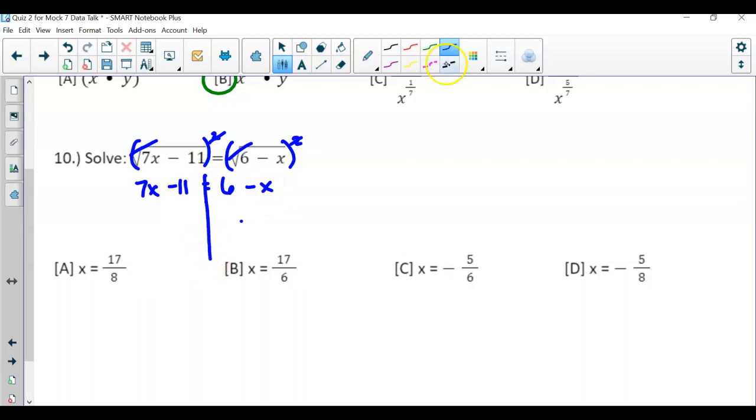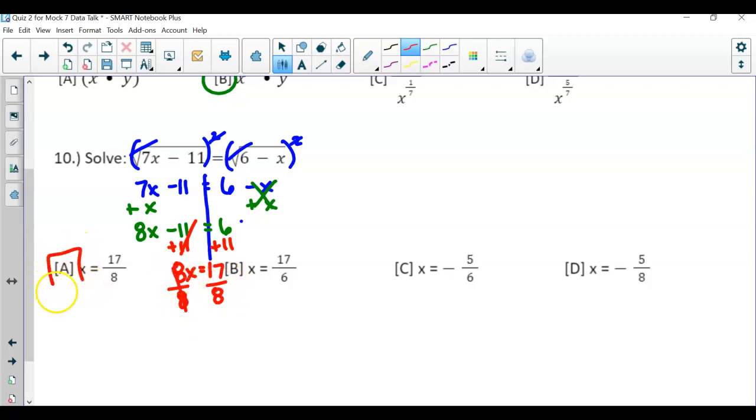Now I'm going to go through and solve. Anytime I have a negative, I'm going to go ahead and add x here to both sides. Now I've got 8x minus 11 is equal to 6. Now you're just solving a two-step. Add 11 to both sides. 8x is now equal to 17, and divide by 8, which is why the answer is A.